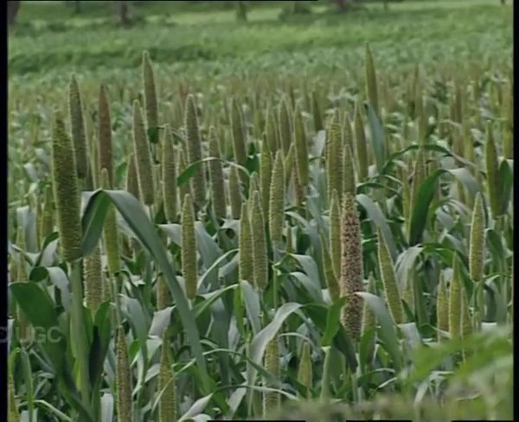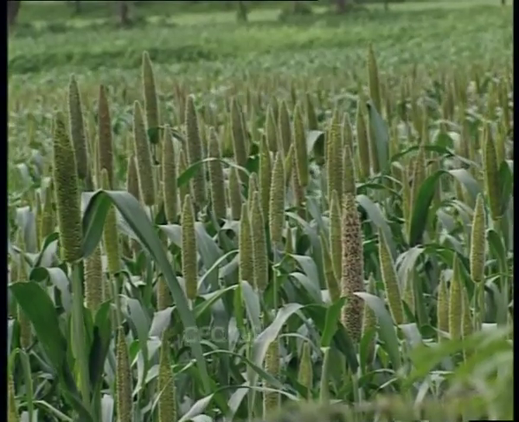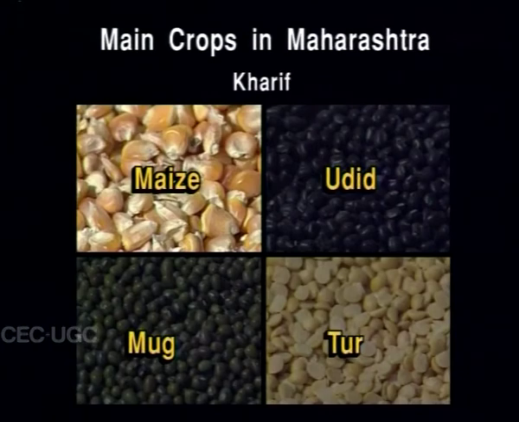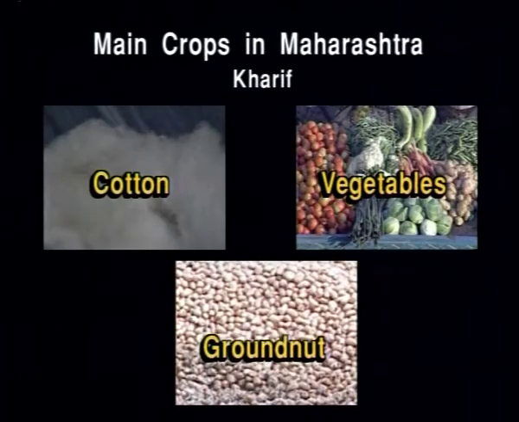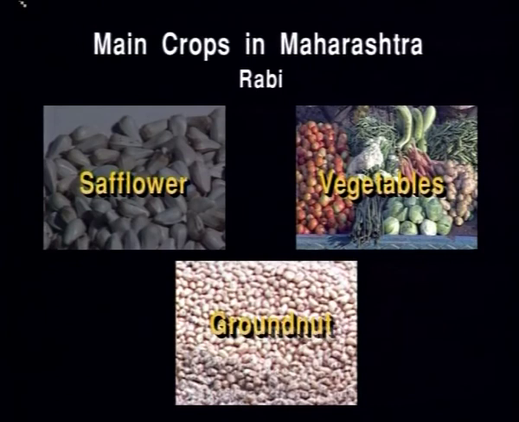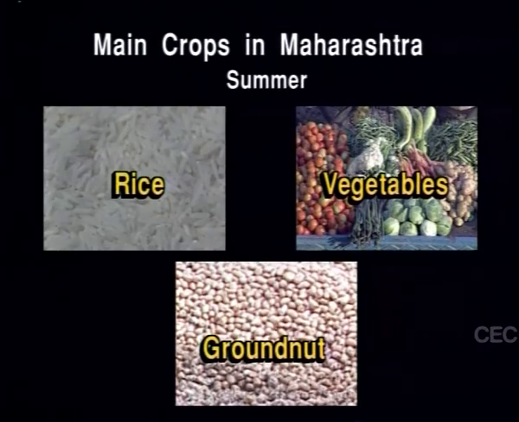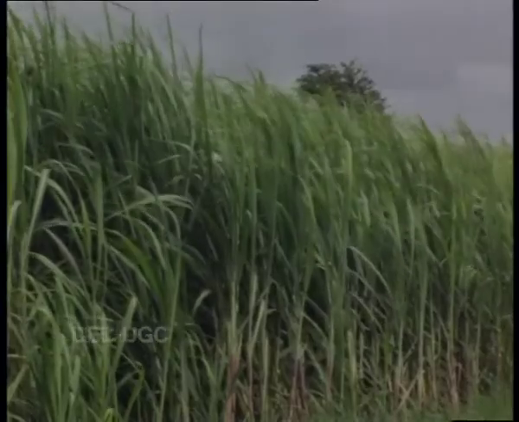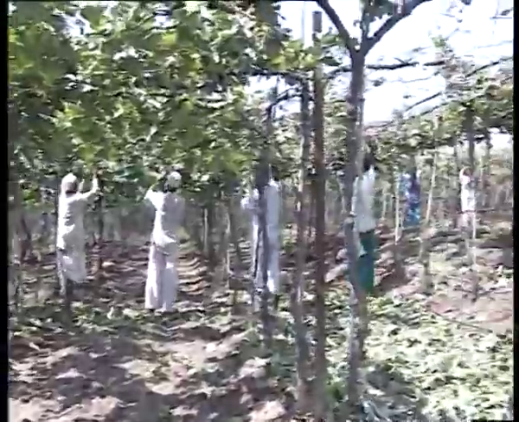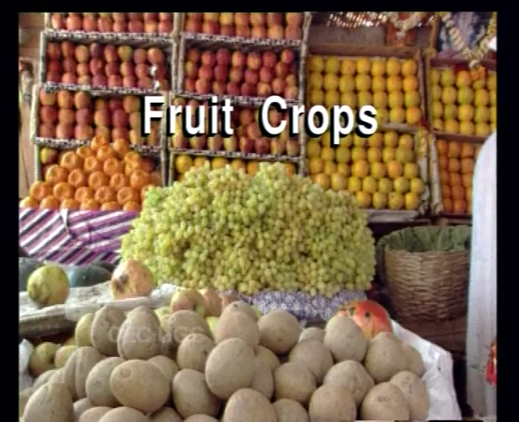In Maharashtra, different crops grown in these three seasons are: Kharif, rice, jowar, bajri, ragi, maize, tur, moong, udid, groundnut, cotton, vegetables. Rabi, jowar, wheat, gram, sunflower, safflower and vegetables. Summer, groundnut, rice, vegetables. Annual crops like sugarcane. Perennial crops. These crops remain in the fields for many years. They include mainly fruit crops like grape, banana, orange, mango, pomegranate, ber, fig, etc.